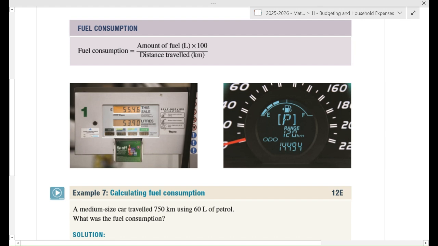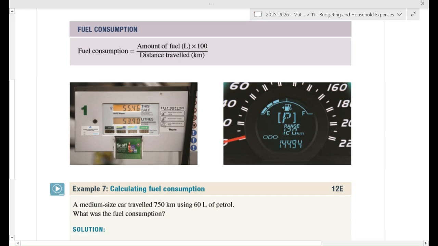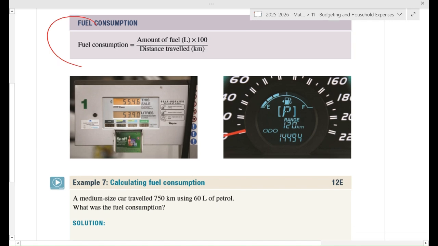Here we are, calculating fuel consumption, something that you guys should get used to because you're going to have to pay for this stuff. All right, fuel consumption, you can see up here, we've got a formula for it. It's the amount of fuel in litres times 100 divided by the distance travelled. All right, let's have a look. Let's see if we can work this out in any sort of logical sense.